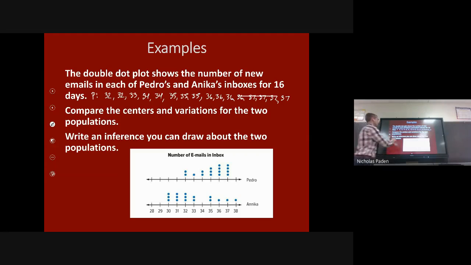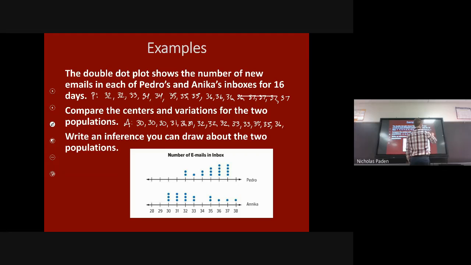Okay, and then for Annika, I'll do hers right here. I don't have a ton of room. I've got 30 once. I've got 31 3 times. Got 32 3 times. 33. 35 2 times. And then 36, 37, and 38.